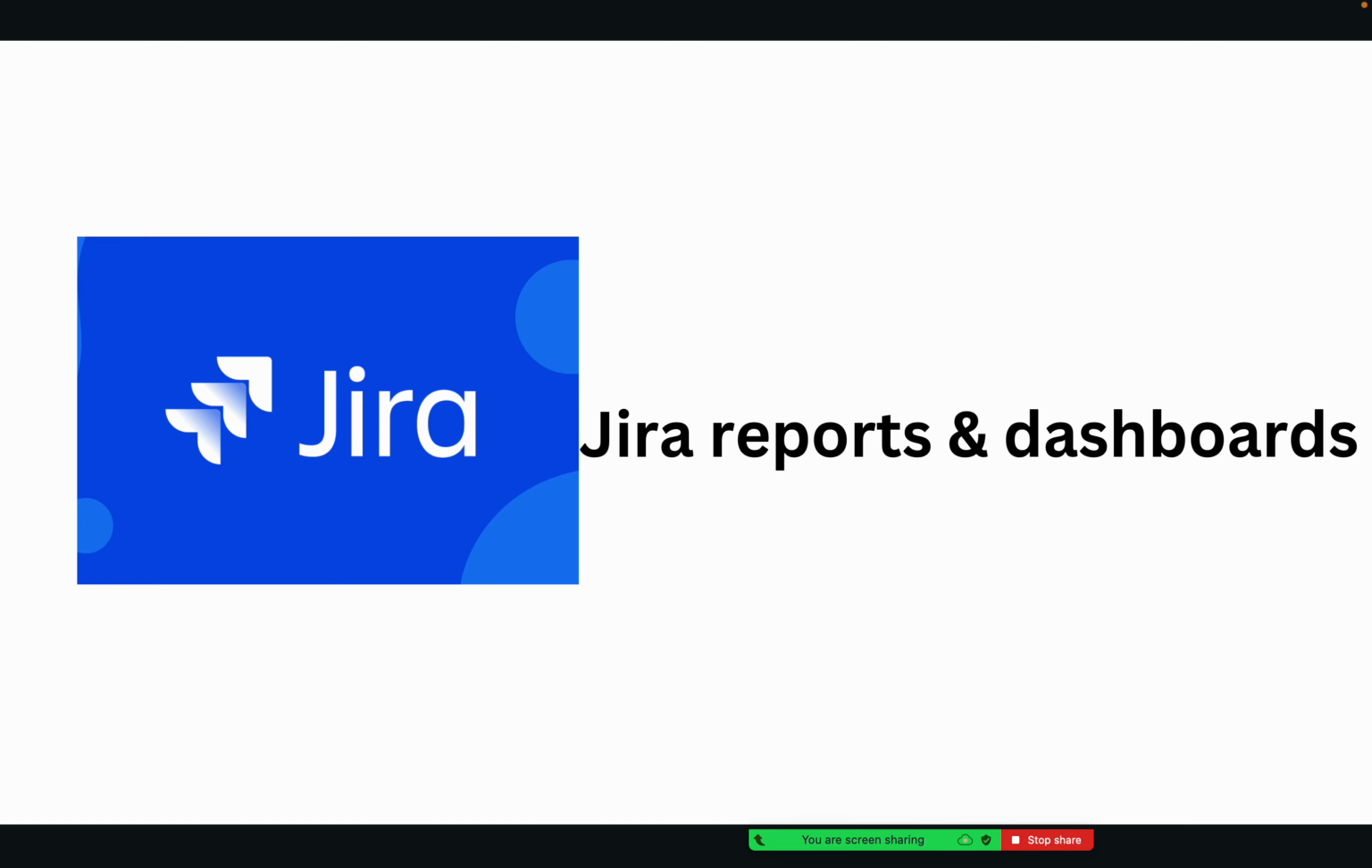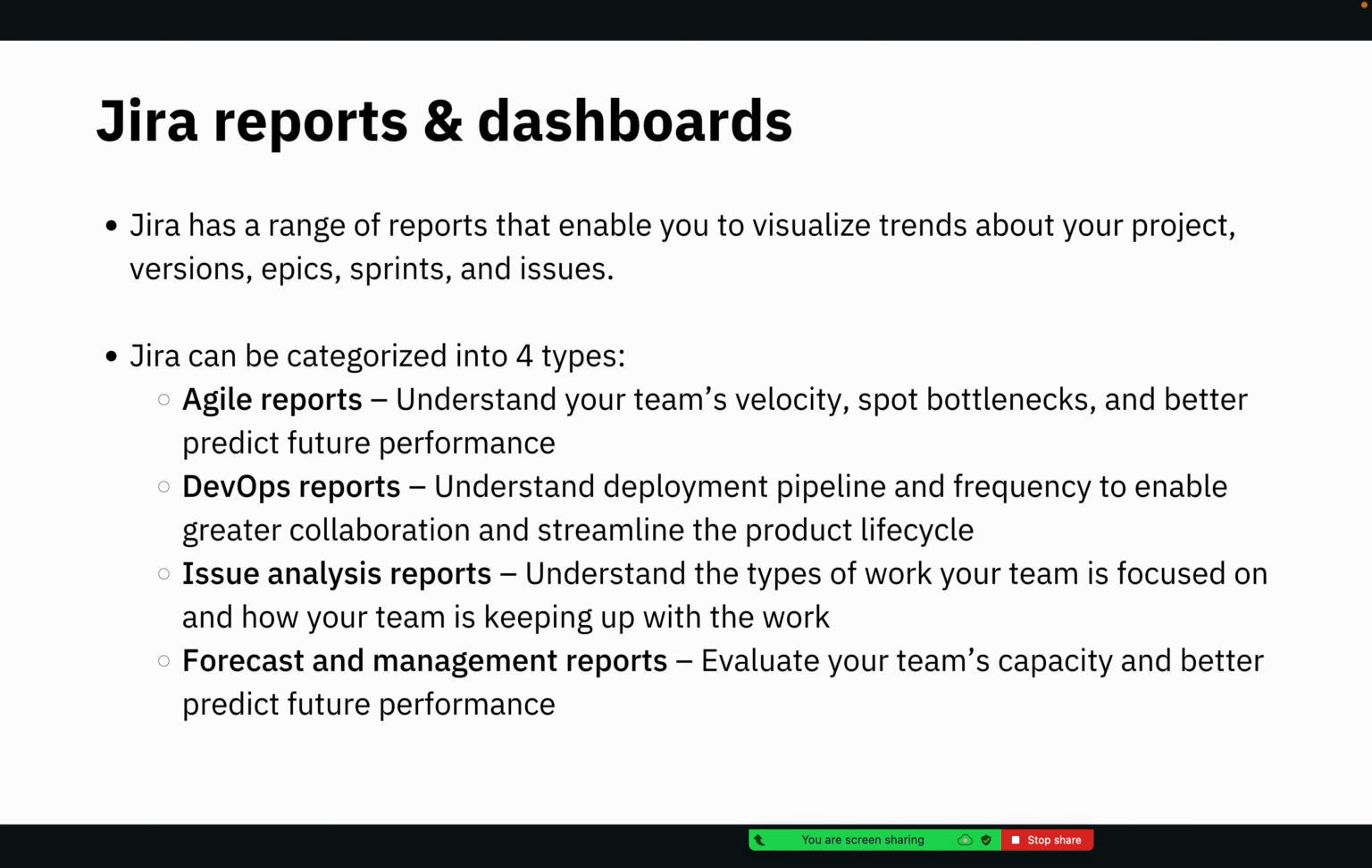So we have some understanding about JIRA reports and dashboard. I had also created some slides for that, and before that I have also given you the demonstration. So basically reports are of 4 types here: agile report, DevOps report, issue analysis report, and forecast and management reports. Based on that, whatever reports you want to generate, you can generate from there.